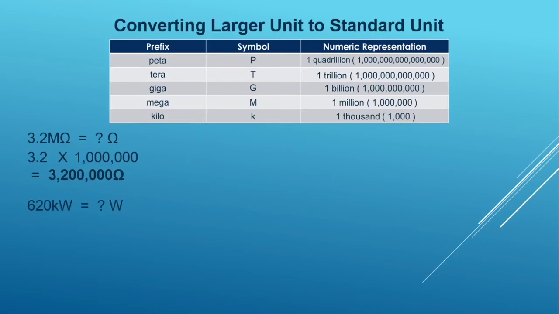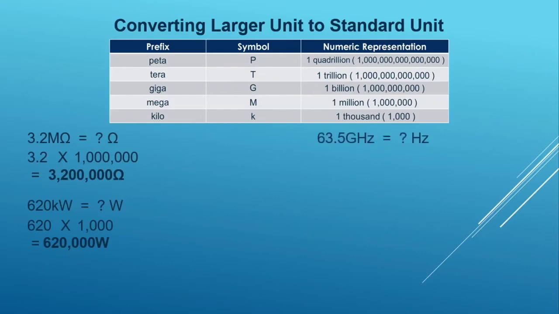Next example, 620 kilowatts into watts. So you're going to convert 620 kilowatts to watts. So we have 620 multiplied by the numeric representation of kilo, which is 1000. Then 620 times 1000, we will have an answer of 620,000 watts. So 620 kilowatts is equal to 620,000 watts.